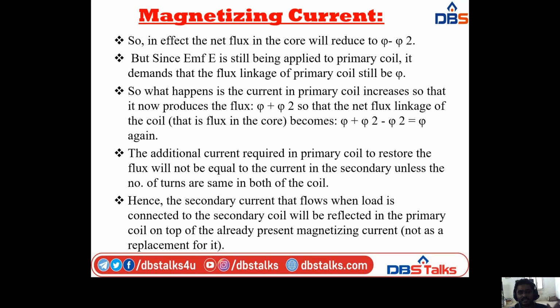But since EMF is still being applied to the primary coil, it demands that the flux linkage of the primary coil still be phi. So what happens is the current in the primary coil increases, so that it now produces the flux phi plus phi 2, so that the net flux linkage of the coil becomes phi plus phi 2 minus phi 2, that is equal to phi again.